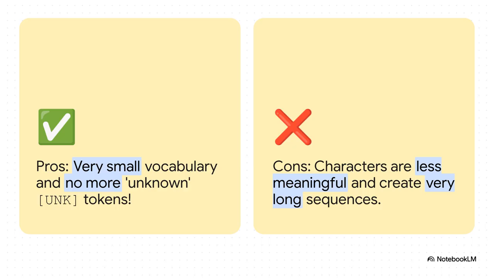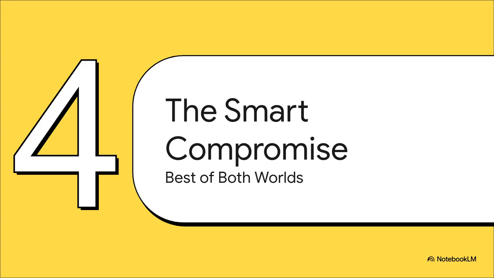That's also super inefficient. It's like we swung way too far in the other direction. So if word level is too big and character level is too small and meaningless, is there a just right, a Goldilocks solution? Oh, absolutely. And now we've arrived at the technique that pretty much all modern AI models actually use. It's this really elegant solution called subword tokenization.